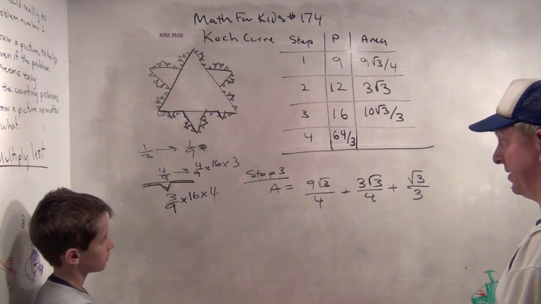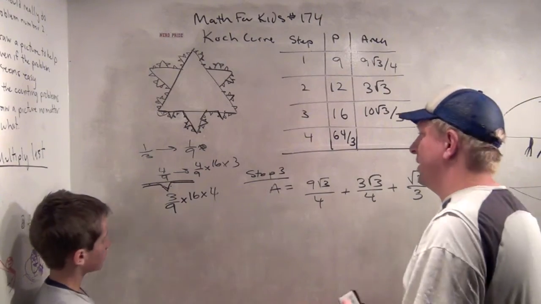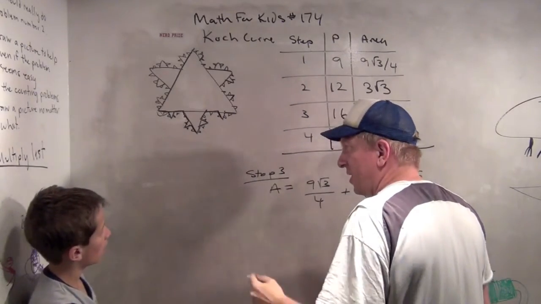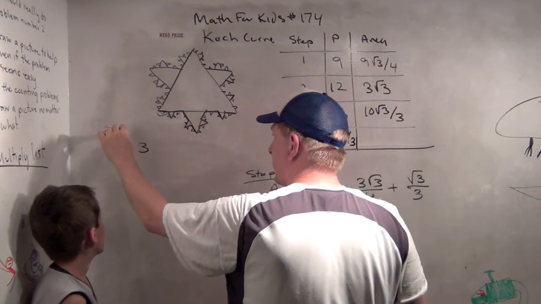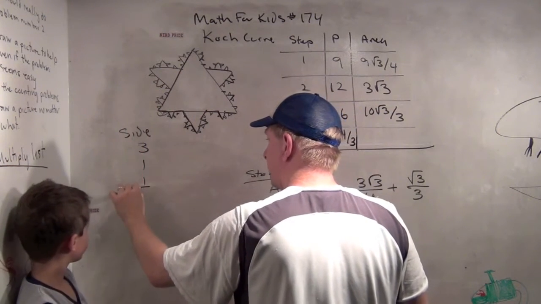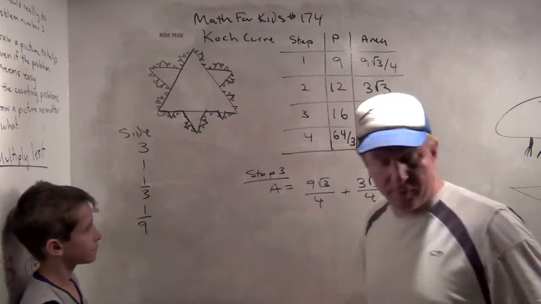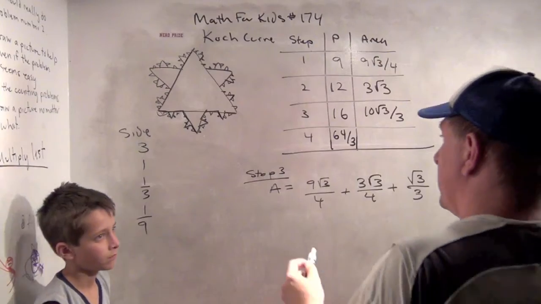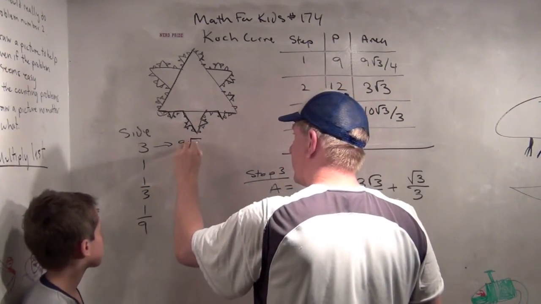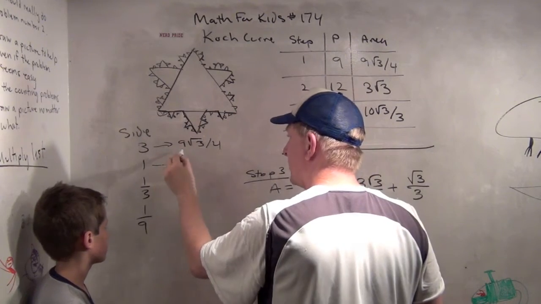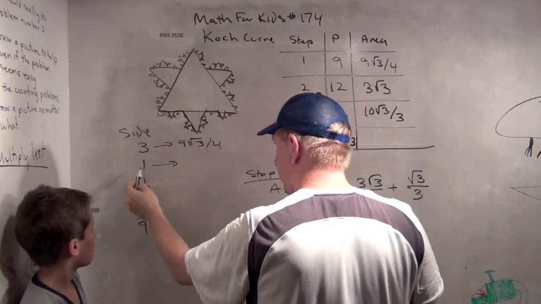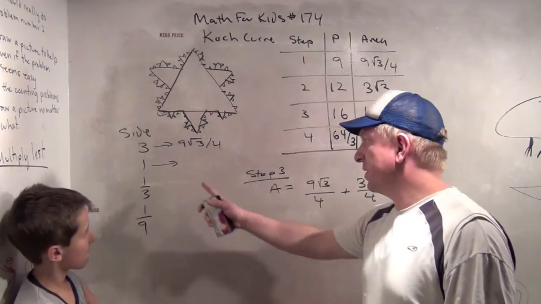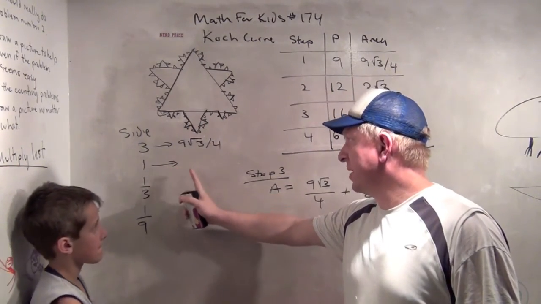Now we got to figure out the area. Whoa. Okay. So the area of one triangle, remember it went from side length 3, 1, 1/3, 1/9. Let me just make sure that 1/9 is on the screen. Oh yeah, definitely. This area was 9 times the square root of 3 over 4. And I just told you that. How about when I divide the side by 3, 1/3 times the square root of 3. What is the area of one of our triangles?